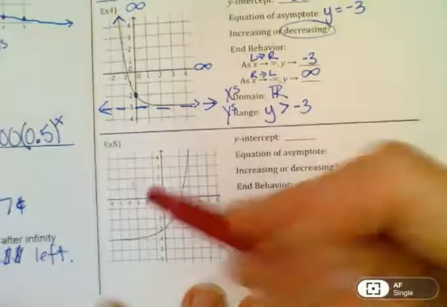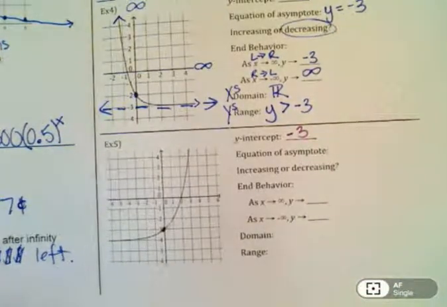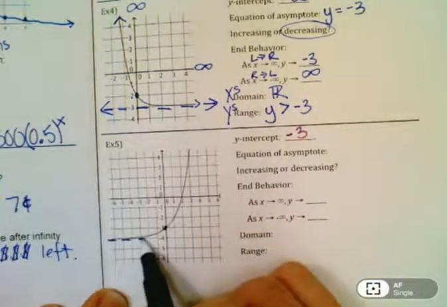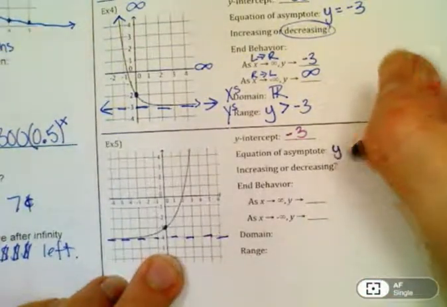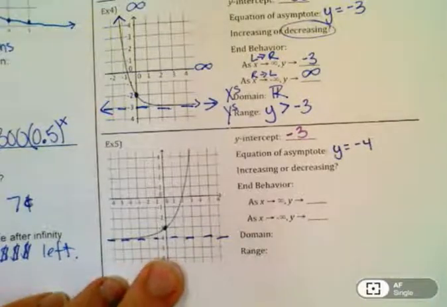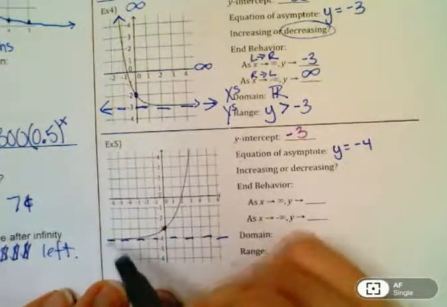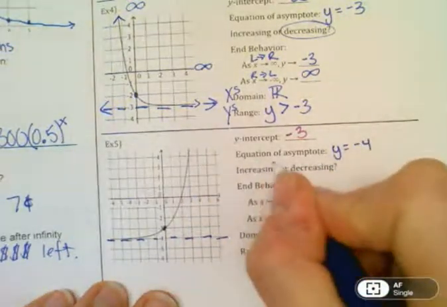So the y-intercept here is -3. The asymptote, the place where it flattens out, happens right here. And that happens at y equals -4. To figure out increasing or decreasing, you always want to go from left to right. So in this case, it's going up. So this is an increasing graph.